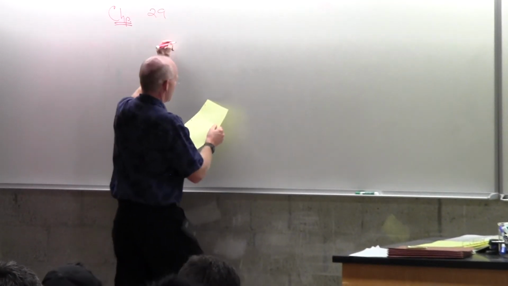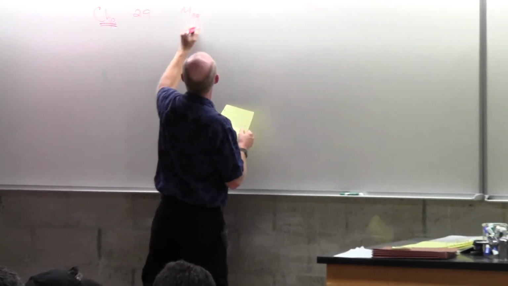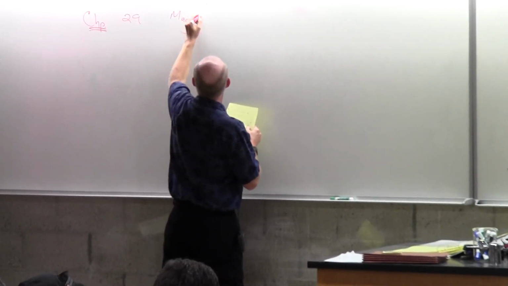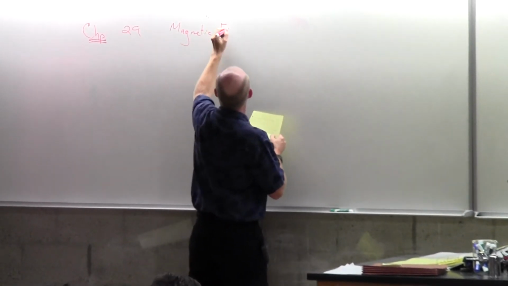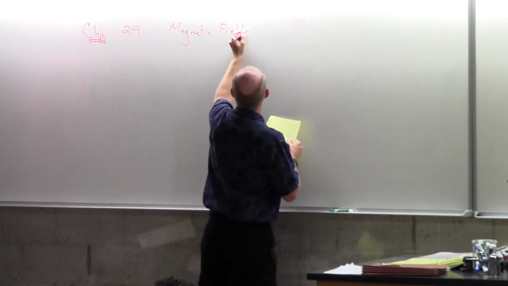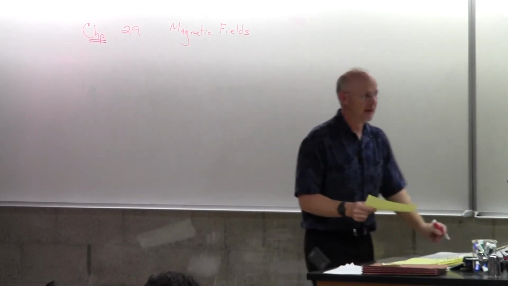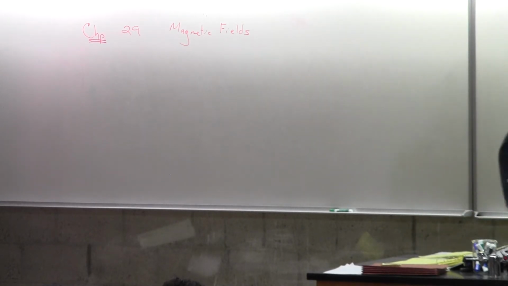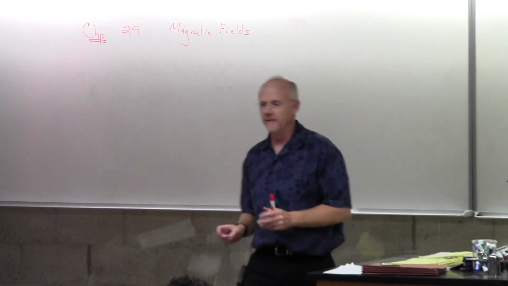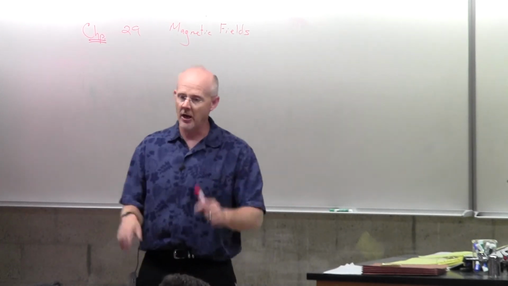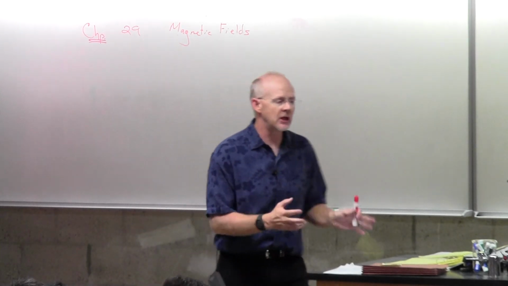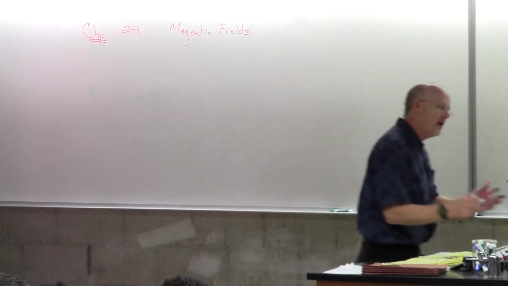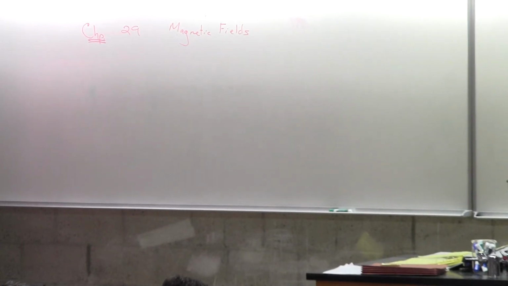All right, chapter 29 is magnetic fields. Let me just start simply with this. Nothing real complicated. We'll just start off with vocabulary, terminology, just some simple observations. Take you all the way back to the beginning of these whole magnets.